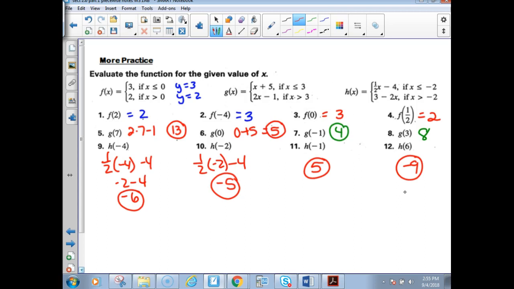Okay, did you get 5 for 11? That's the one people usually miss. And negative 9 for 12. I needed to talk about 11 in my other hour, so maybe just real quick, in case somebody missed that one. Negative 1, it's really tempting to quick pick the wrong function. Negative 1 is actually bigger than negative 2, right? So you should have done 3 minus 2 times negative 1, which is 3 plus 2, 5.